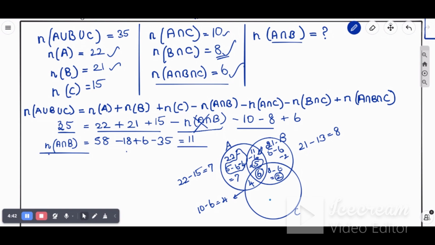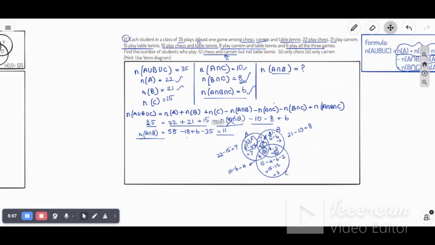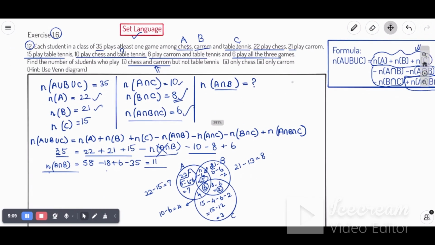So now n of C is 15. So we can calculate it here. 15 minus 4 minus 6 minus all the intersections. You have to minus it. Minus 4 minus 6, that is 10, minus 2 is 12, so 15 minus 12 is equal to 3. So now if you see, we have found out all the answers. So if we go to the question, I think our question is solved. We just have to match out what your answer here is.